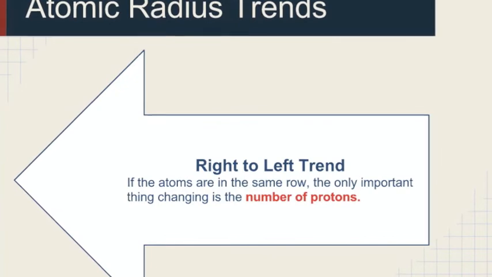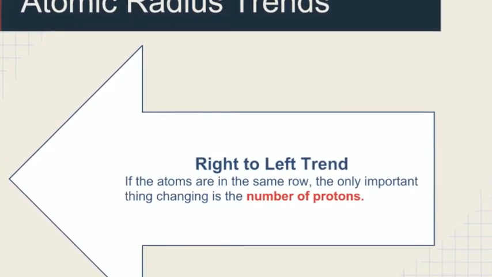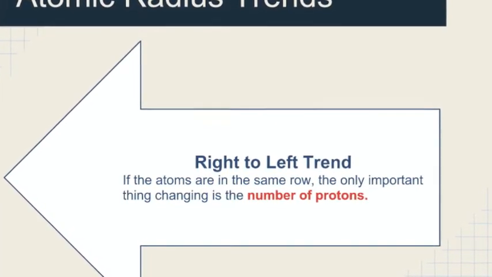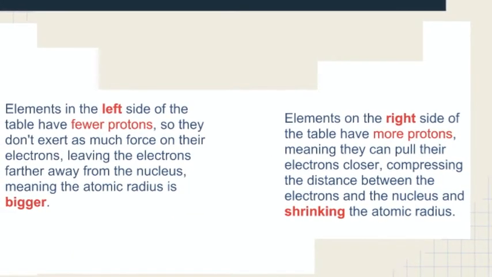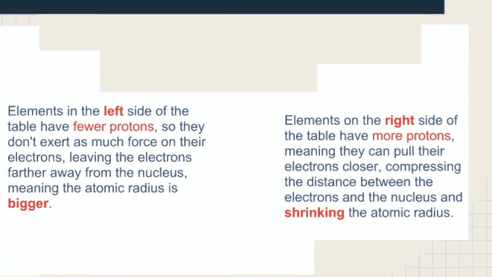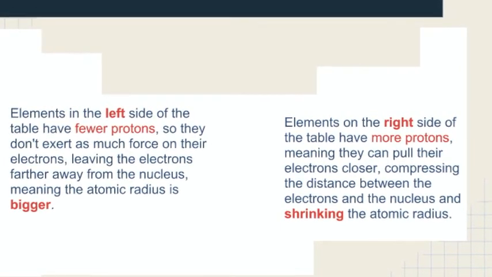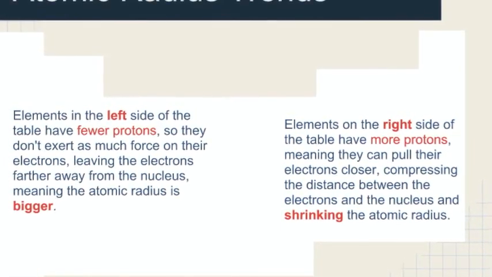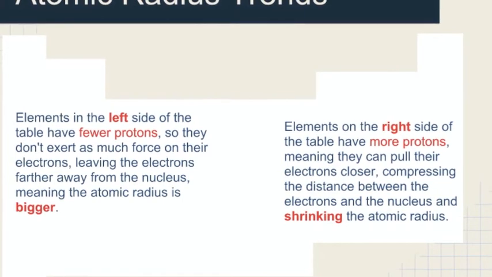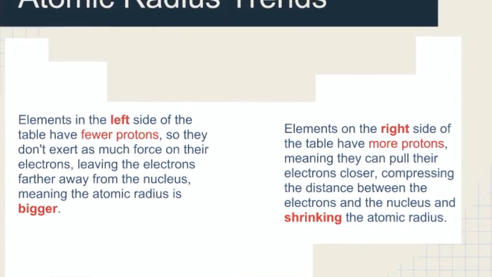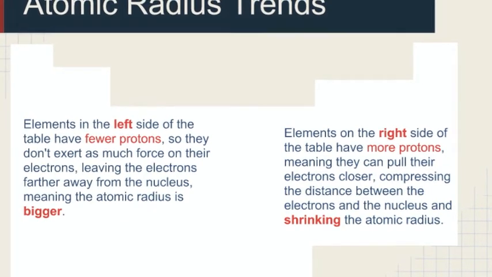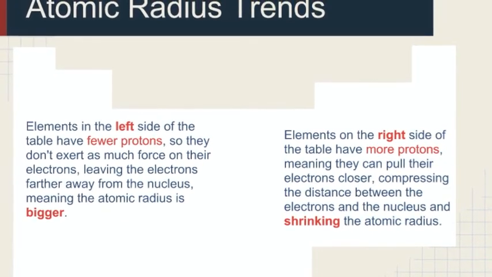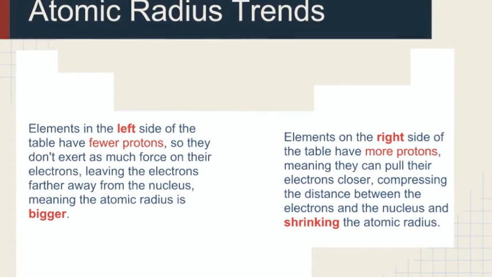For the right to left trend, if the atoms are in the same row, the only important thing changing is the number of protons. Elements on the left side of the table have fewer protons, so they don't exert as much force on their electrons, leaving the electrons farther away from the nucleus, meaning the atomic radius is bigger. Elements on the right side of the table have more protons, meaning they can pull their electrons closer, compressing the distance between the nucleus and the electrons and shrinking the atomic radius.